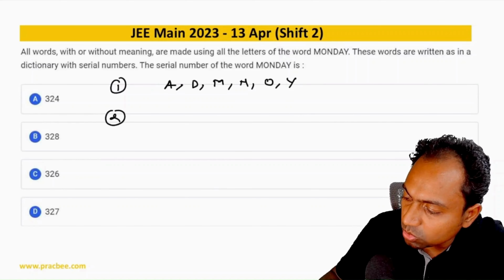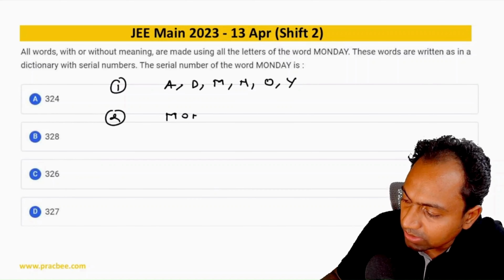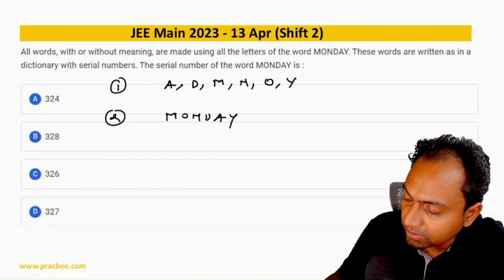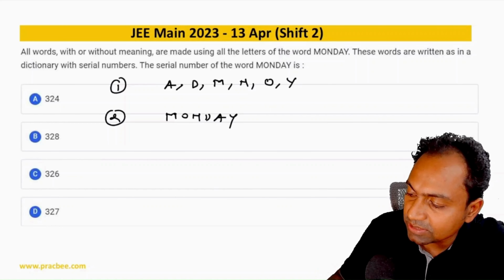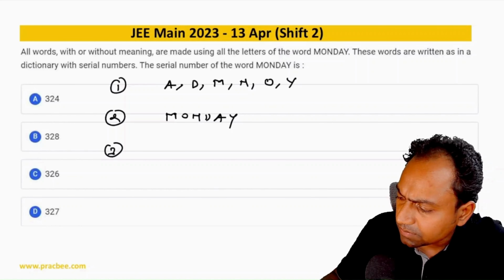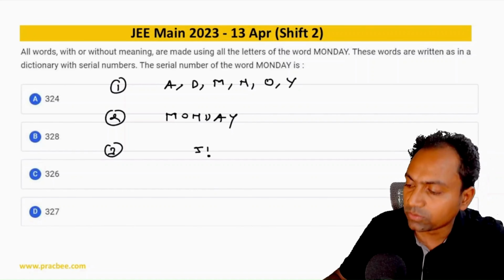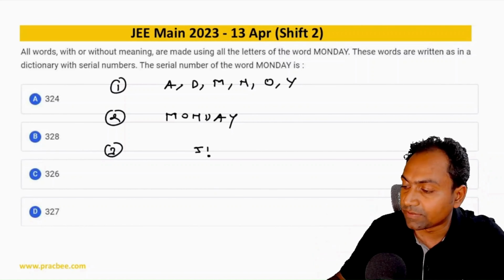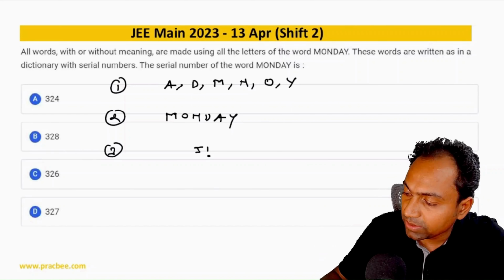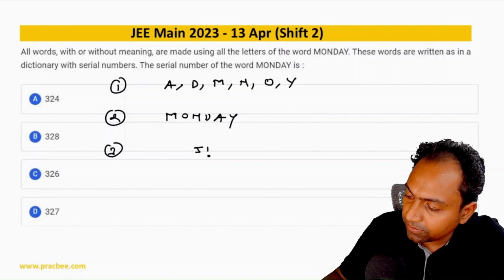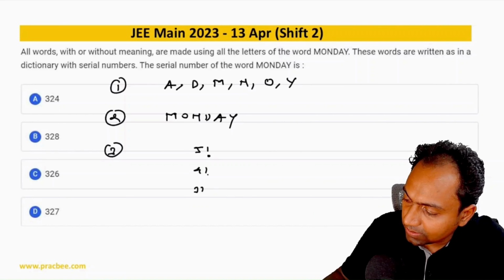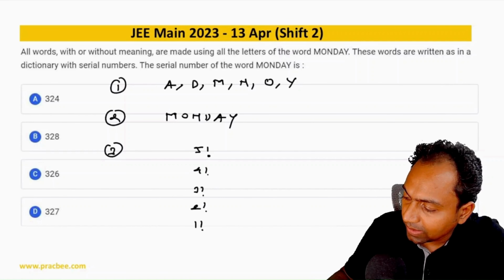Next step is to write the word whose rank we need to find. So we have written Monday. Now the third step is very simple. Start from 1 less than the total number of letters involved. So the total number of letters here is 6. So we'll start with 5 factorial. Then write 4 factorial. Then 3. Then 2. Then 1 factorial. And then simply add 1.